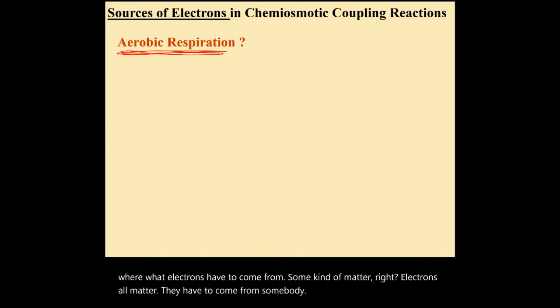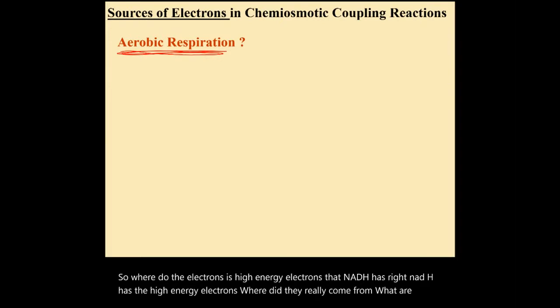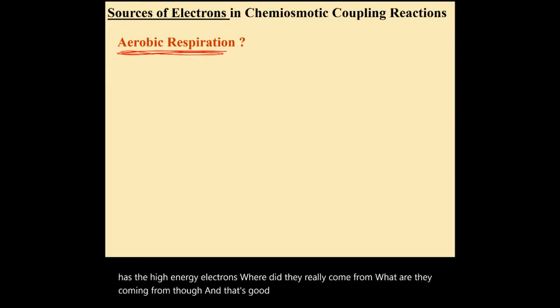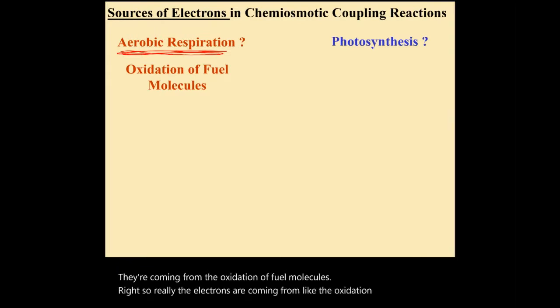So where do these high energy electrons that NADH has really come from? What are they coming from? No one? That's a good question to understanding chapter 13. They're coming from oxidation of fuel molecules. So really, the electrons are coming from the oxidation of glucose.